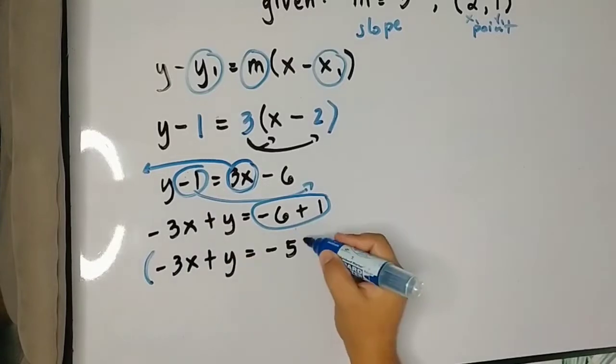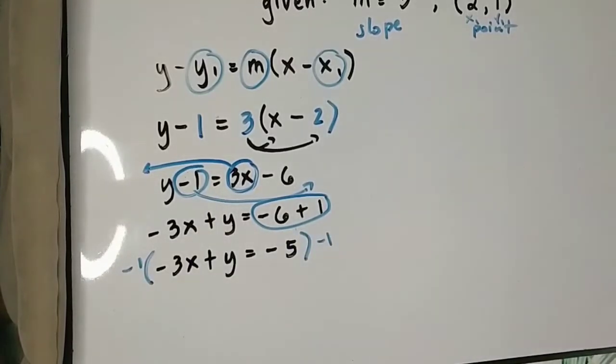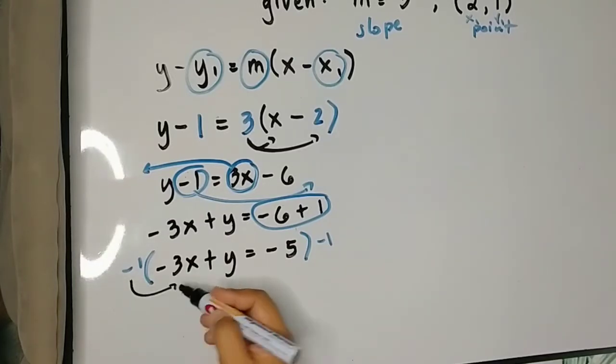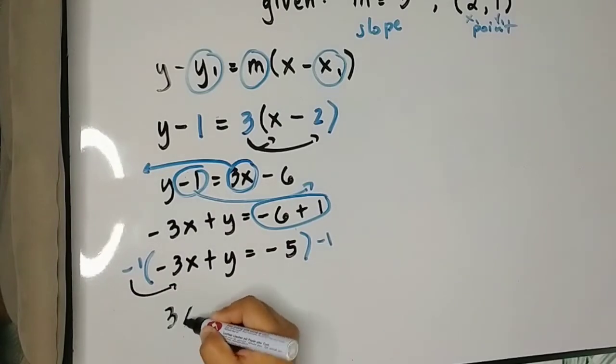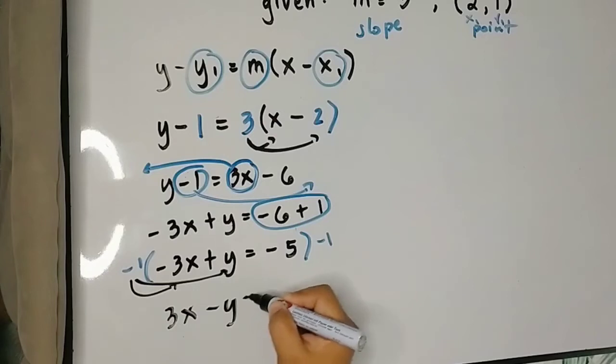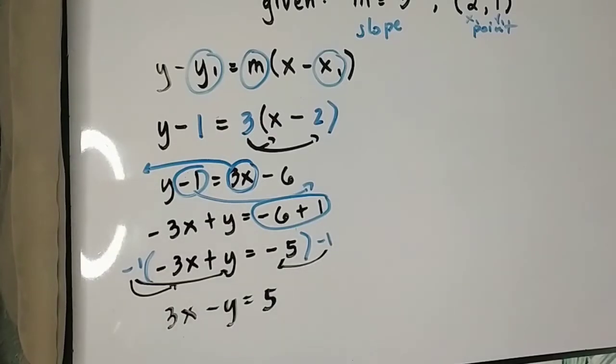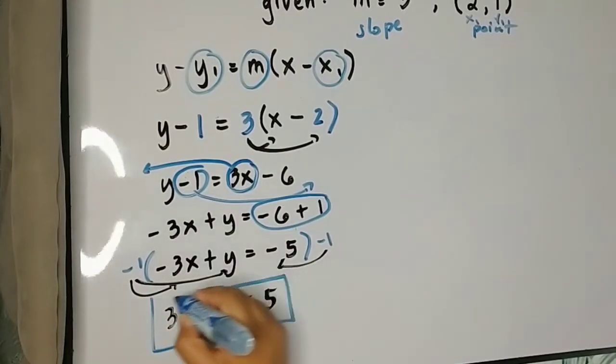So, multiply both sides by negative 1. So, therefore, this will become negative times negative, magiging positive 3x. Then, negative times positive, so minus y equals, so negative times negative, positive 5. So, therefore, this is now the standard form.